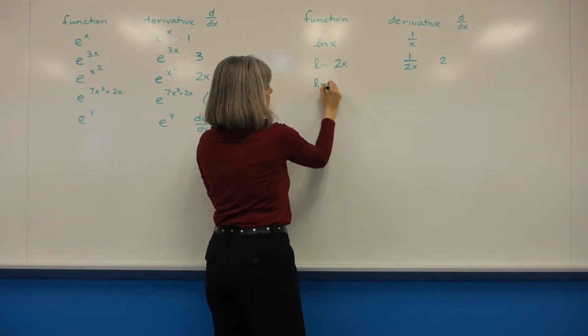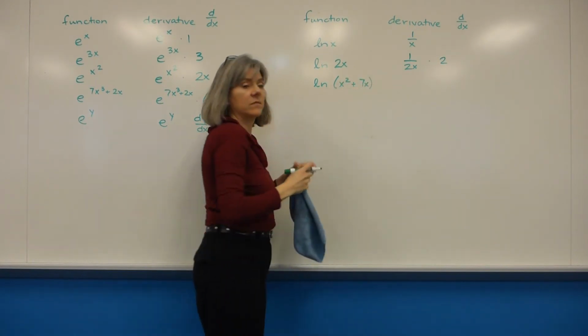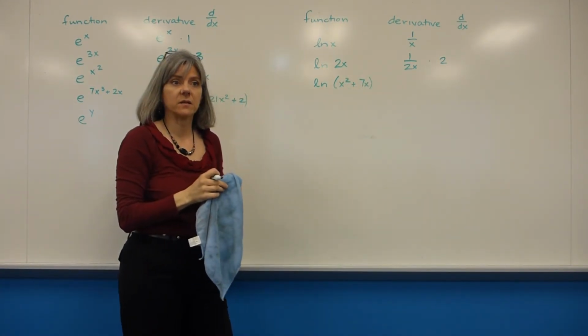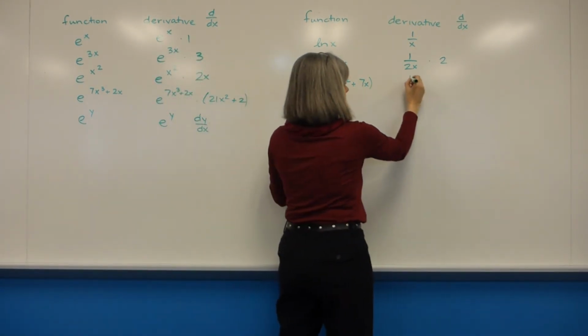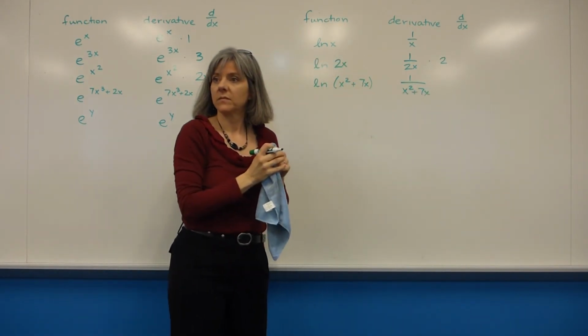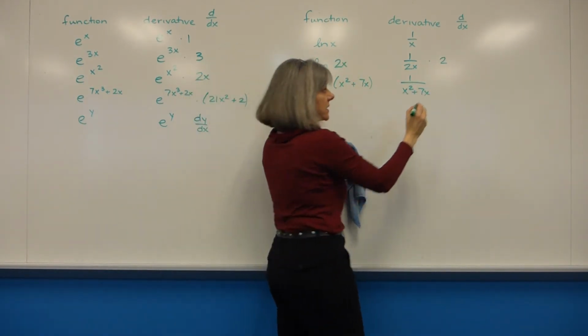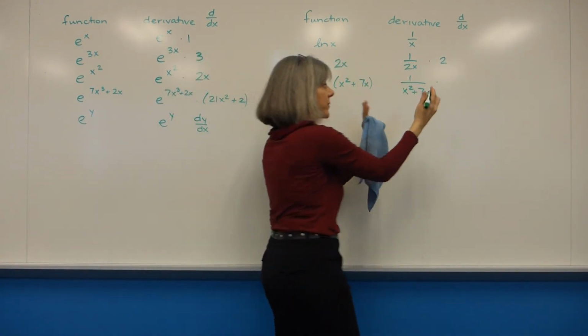Okay, here's another one. Is it a basic? No, it's a composite function because it's not a plain x. So same pattern, 1 over times the derivative of its inside, which is what? 2x plus 7, remember your parentheses.